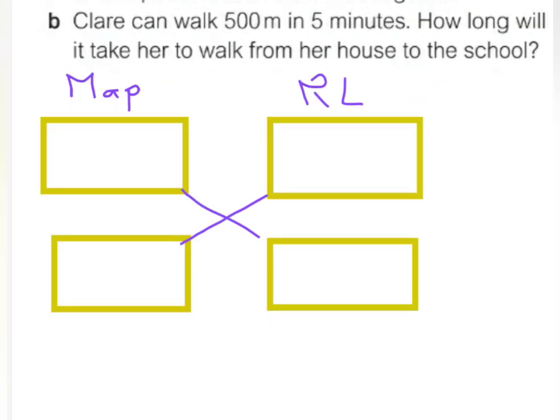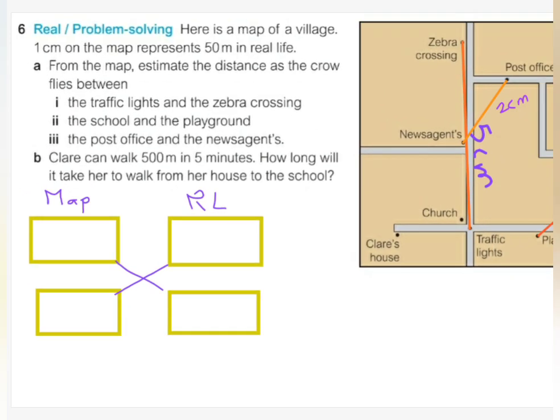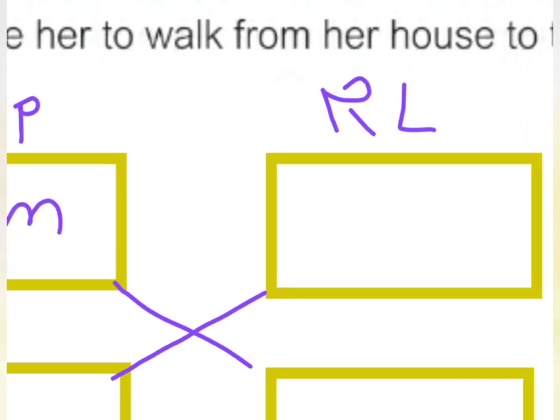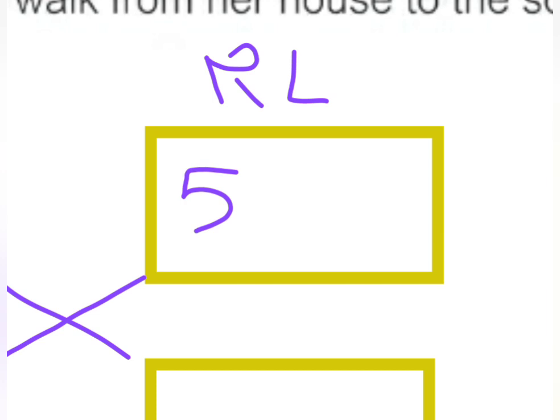Now we put X in the middle, so we know what to do. After this, we're gonna turn between the map and the real life scale, so we have to use the scale in the question. The scale says what? It says 1 centimeter every 50 meters. So 1 centimeter here represents 50 meters in real life.